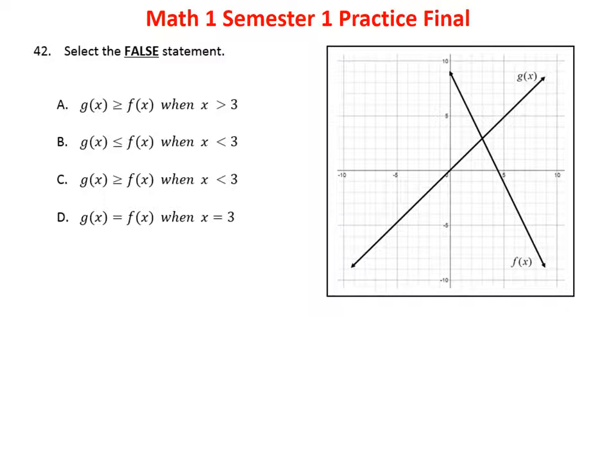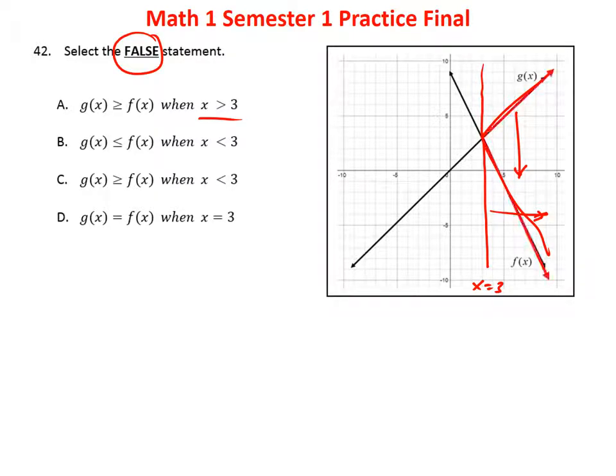Here we have another set of two lines, and they're asking us for the false statement. Which one's false? So when x is greater than 3, obviously x equals 3 is an important point here. When x is greater than 3, on this side, is g of x bigger than f of x? Yeah, see, g of x is above. This one would be true.